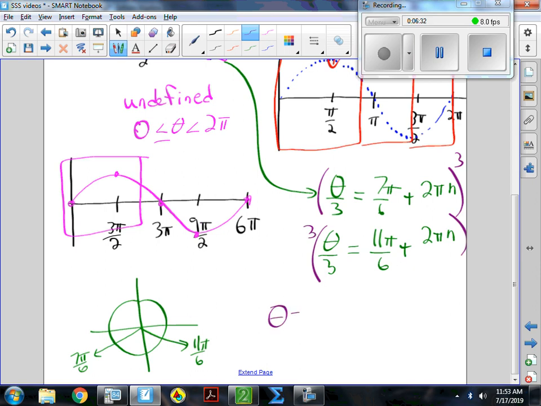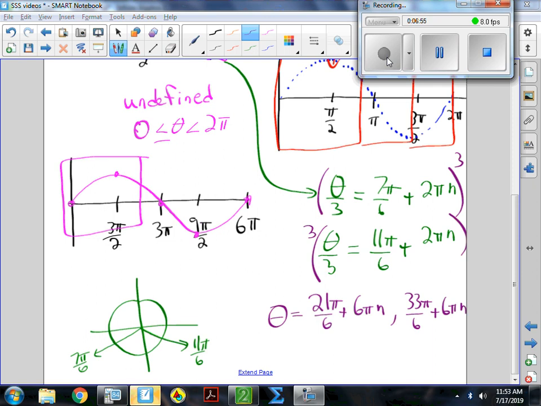and I get theta equals 21 pi over 6 plus 6 pi n. And times 3, 33 pi over 6 plus 6 pi n. I can reduce that. 21 over 6, divide the top and bottom by 3. So 7 pi over 2. And 11 pi over 2.